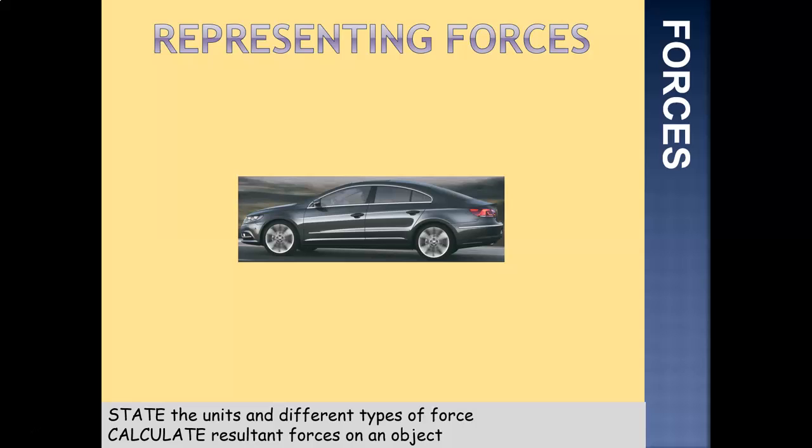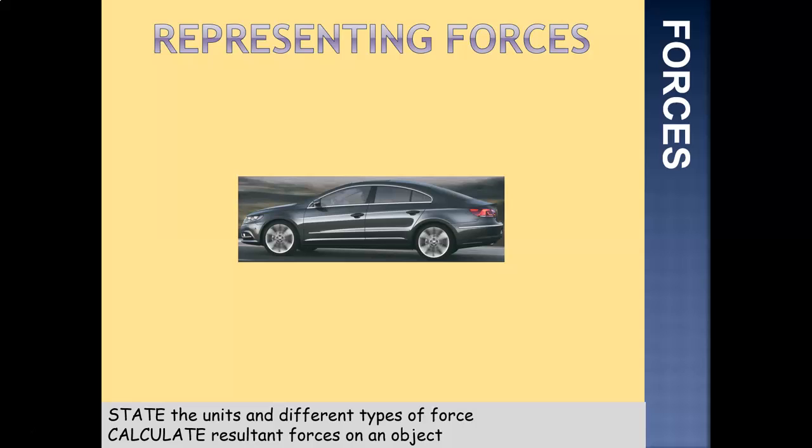So how do we represent forces when we're looking at an object? Well, we've got a car here that's driving along the road. We'd say simply, at the moment there are four forces at least acting on that car. There are four forces at least that are acting on any moving object. Now to represent these, we use force arrows to do them.